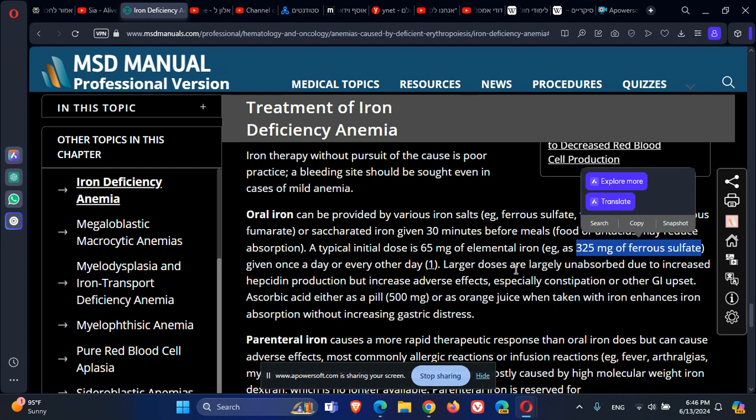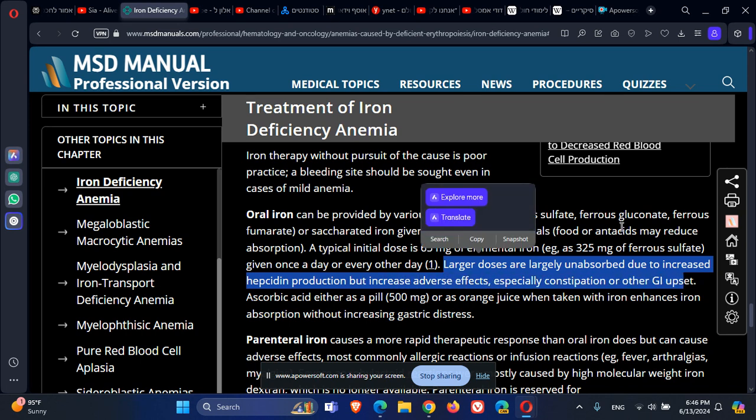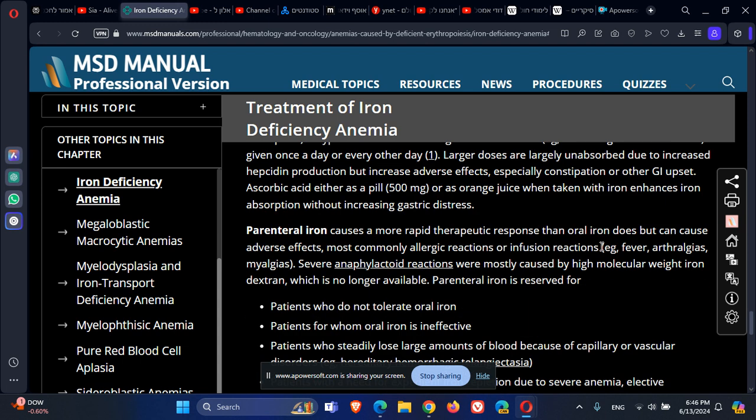As you can see here, larger doses are largely unabsorbed due to increased hepcidin production but increase adverse effects, especially constipation or other GI effects. So, another thing is what to eat or not to eat with the iron. Calcium and other foods, especially calcium, can inhibit the absorption of iron. And there are things that can help absorb it, like ascorbic acid, namely vitamin C. So orange juice and things like this may help and enhance the absorption of iron.